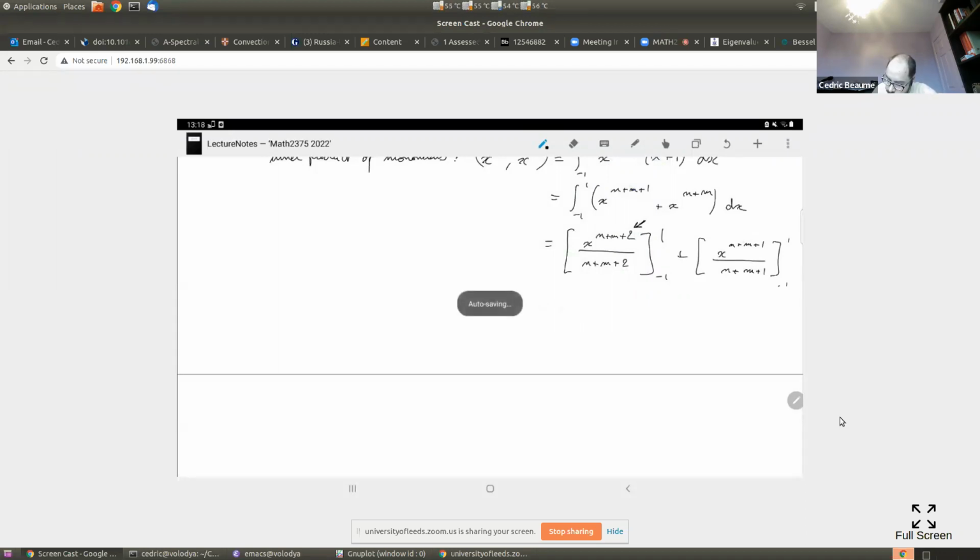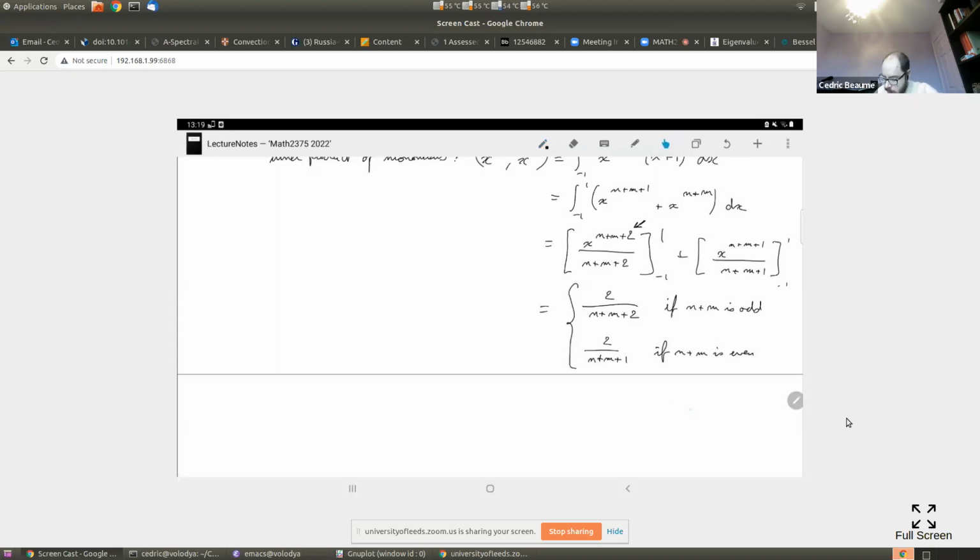So what we have is two cases. We have one case where n plus m is odd, in which case the first integral is going to prevail, and it's going to give us 2 over n plus m plus 2. That's if n plus m is odd. And if n plus m is even, then we're looking at the other integral, and we're going to have 2 divided by n plus m plus 1. Okay, so that's what we get here.